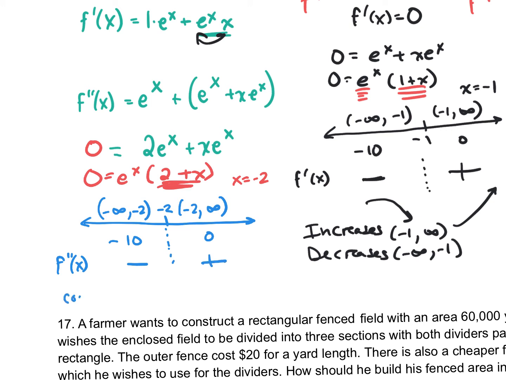So this is going to be concave down from -infinity to -2, and it's going to be concave up from -2 to infinity. Remember, the concavity is the curvature, how it's slanted. Is it curving up or is it curving down? So a big thing to remember is first derivative for increase, decrease, second derivative for concavity.